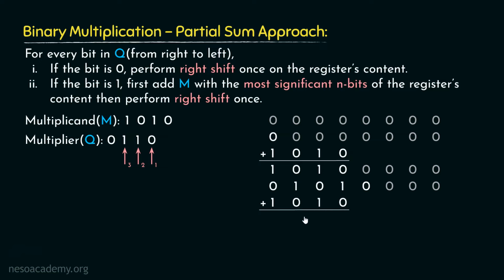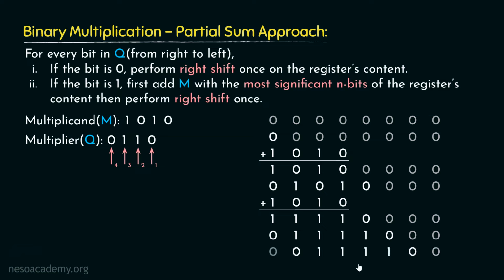So let's perform that. Now interestingly enough, the content is 0101 and here the multiplicand is 1010. So performing the addition, we will obtain the result as 4 ones and the remaining bits will remain the same. Now we are again supposed to perform the right shift. So let's do that. Now we are done with the third bit. Coming to the fourth bit, it is 0. And when we come across the bit 0, we are supposed to perform the right shift only once. So let's perform that again. Now we are done with all the bits of the multiplier and this is supposed to be our result.